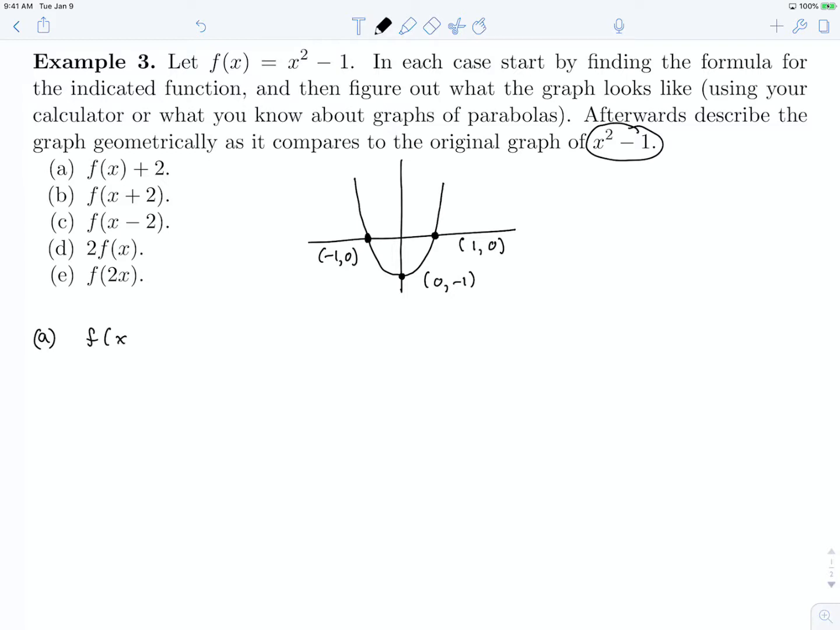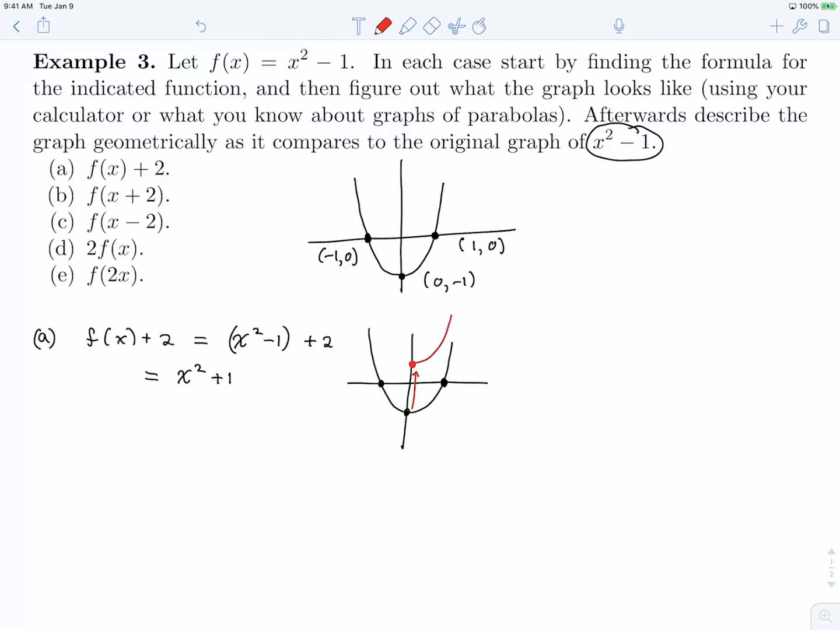Okay, so for part A, we have f of x plus 2. So we start with the formula for f of x. It's x squared minus 1. And then after that formula, we put plus 2. So you can simplify this one, and it might help. It's x squared plus 1. And that plus 1 will be the new y-intercept of that parabola. So I'll start by drawing the original parabola again, starting at -1. And now I'll draw a new parabola, and the y-intercept is going to be at +1 because of the plus 1 in my new formula.